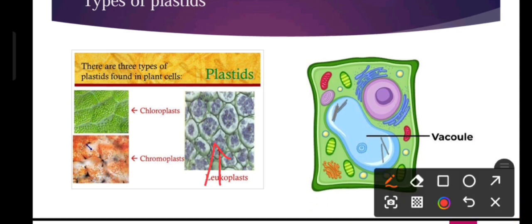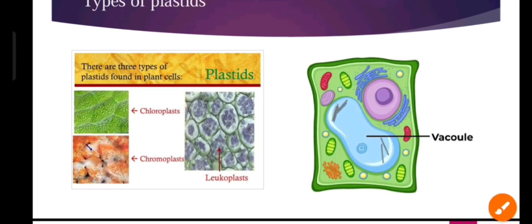It is the colorless pigment present in the underground part of the plant, and chloroplast is in the green part of the plants, that is, in the leaf or stem part. Chromoplast is present where? In the pericarp of the fruit or in the petals of the flower.